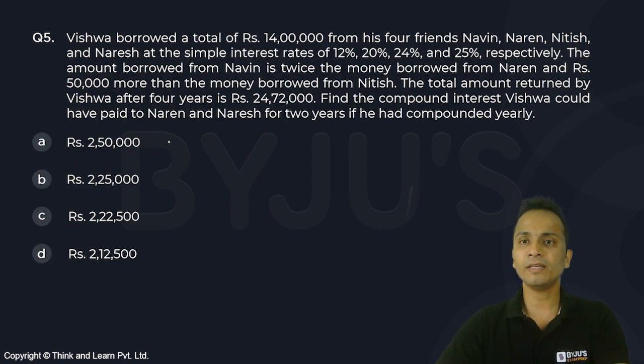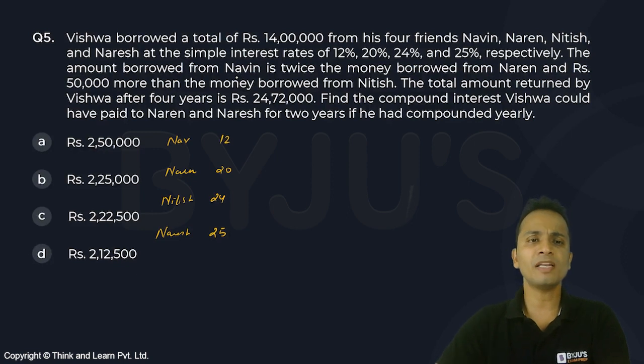Naresh. So I'll write the names. Naveen, Naren, Nitish, and Naresh. Now the rates of interest are 12%, 20%, 24% and 25% respectively.